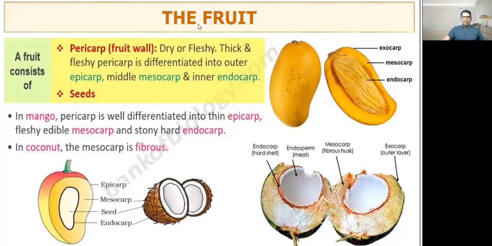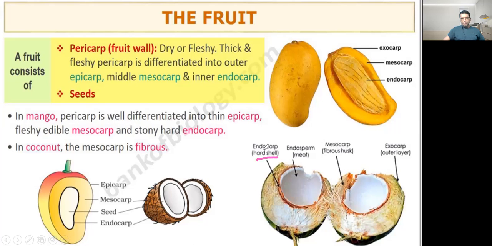If we analyze fruits, a fruit consists of pericarp, that is the fruit wall. It may be dry or fleshy. A thick and fleshy pericarp is differentiated into outer epicarp, middle mesocarp, and inner endocarp. So the pericarp is divided into three layers. The outermost layer is the epicarp, the middle one is the mesocarp, and the inner one is called the endocarp.